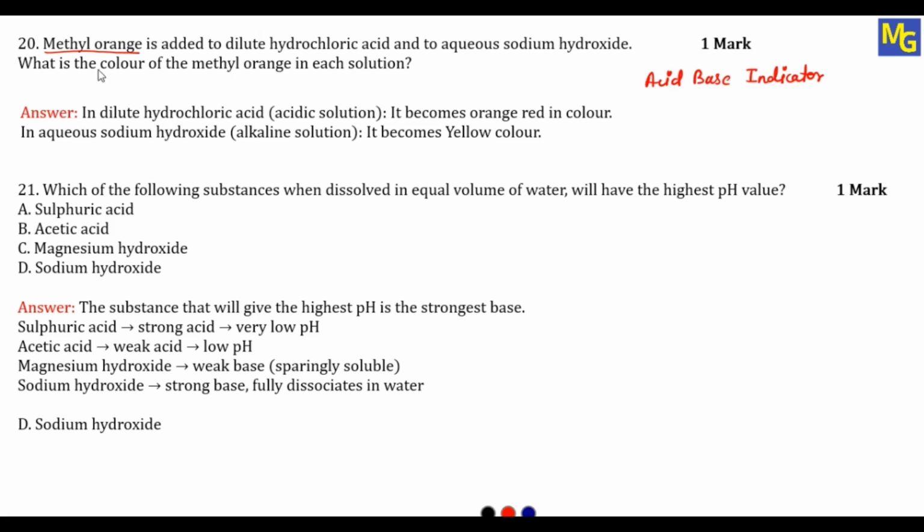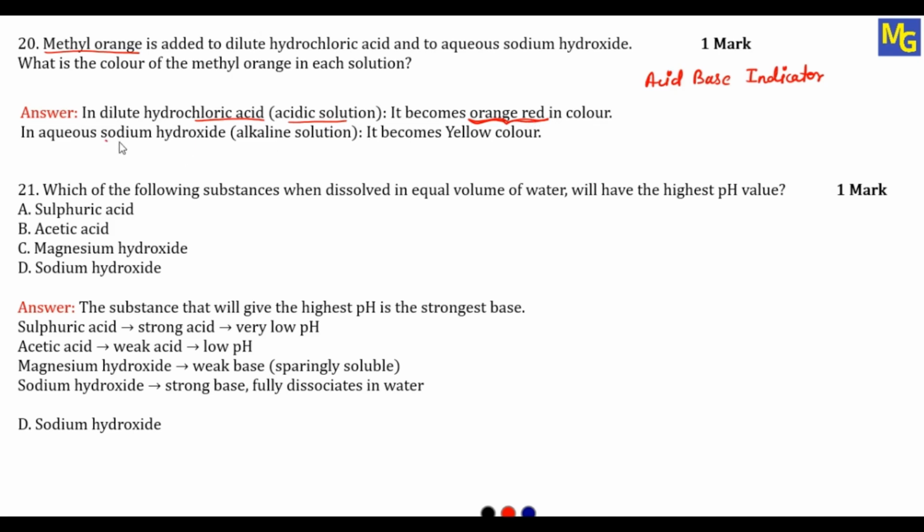Methyl orange indicator is originally a little bit orange in color, reddish orange, and when it is added to dilute hydrochloric acid, which is an acidic solution, it becomes orange red in color. So remember, the original color of methyl orange is already a little bit reddish, but once it is added in acidic solution, it becomes orange red. So a little bit of color change will occur when it is added in acid.